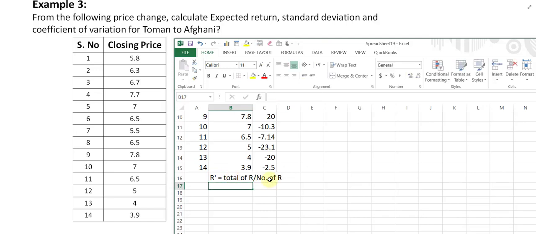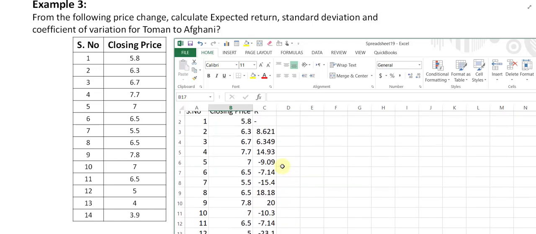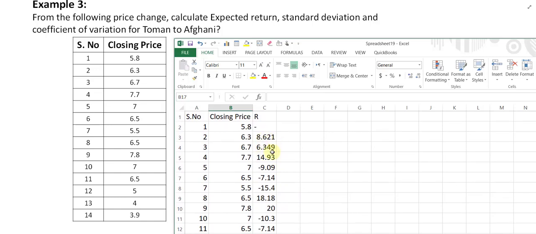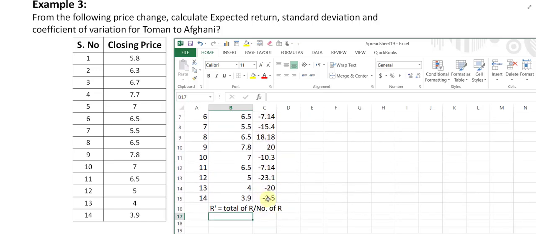Press it. So total of R. Now let us calculate the total of R. How much is the total of R? Total of R means total of this one plus this one plus this plus this plus this plus this, up to this one. So you have to take the total of all of this one, right?